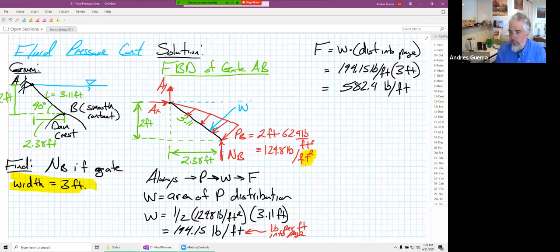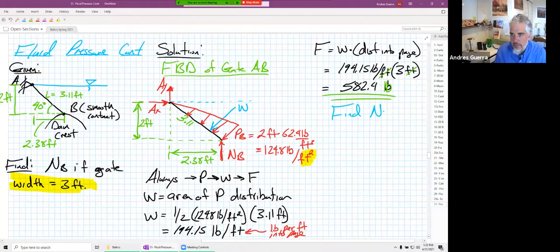Oh, thank you, Leah. Yeah, I keep putting pounds per foot. That would just be pounds, right? If we look at our units here, that foot crosses out with that foot. So yeah, this is just in pounds. So 582.4 pounds. And now we can figure out the normal force at B.